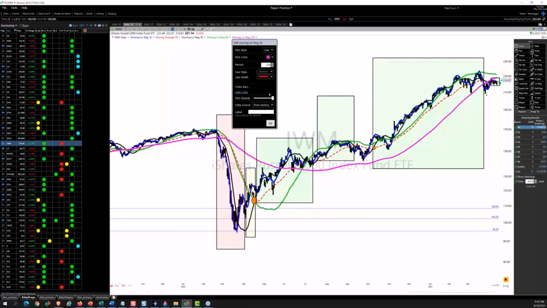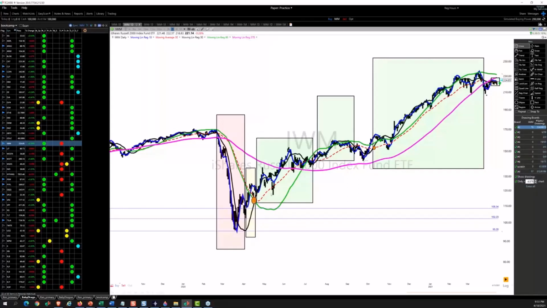So I've actually got 3 pairs on here. The 10 and the 30 is the fast pair. The intermediate pair is the 30 and the 90. And then the slow pair is the 90 and the 270. So the relationship between the 90 and the 270, very slowly, is the same fractal relationship as the 30 and the 90, and the 10 and the 30. It's just that it's multiples of 3 on the time periods, right?